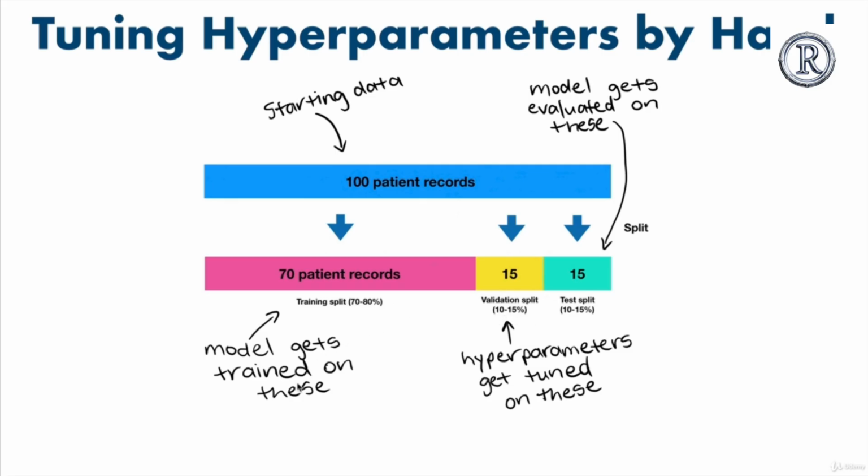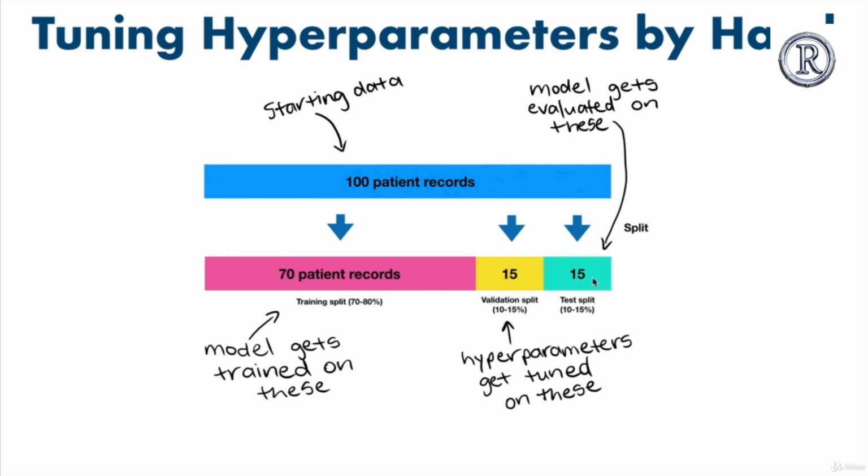And so, naturally, the model gets trained on these, is what we've seen before. And usually without the validation set, our model will get evaluated on these. But now because we have a validation set, this is where we're going to tune our model settings, aka the hyperparameters get tuned on the validation split. And then, finally, as normal, a model gets evaluated on the test split.